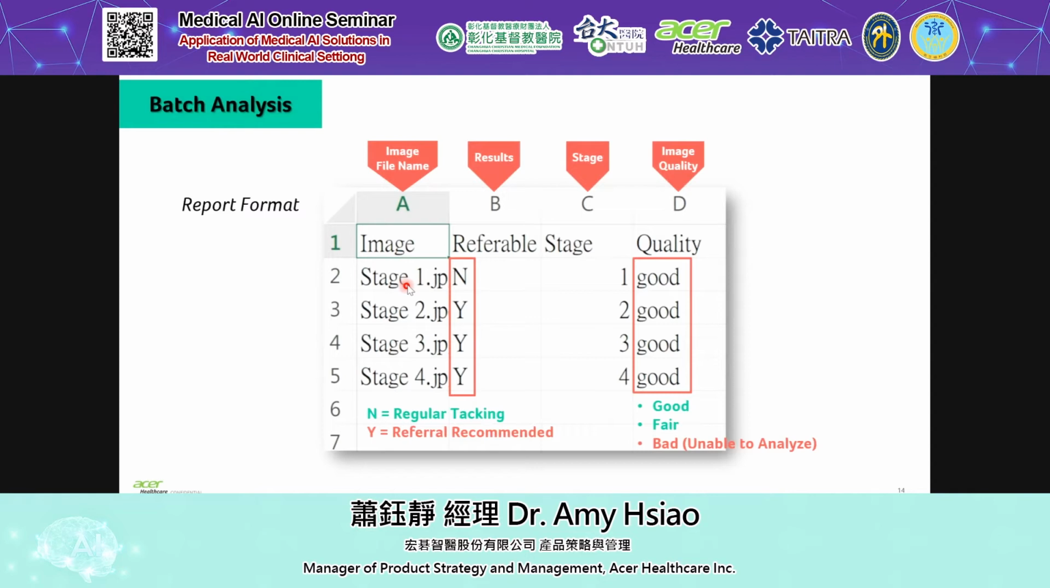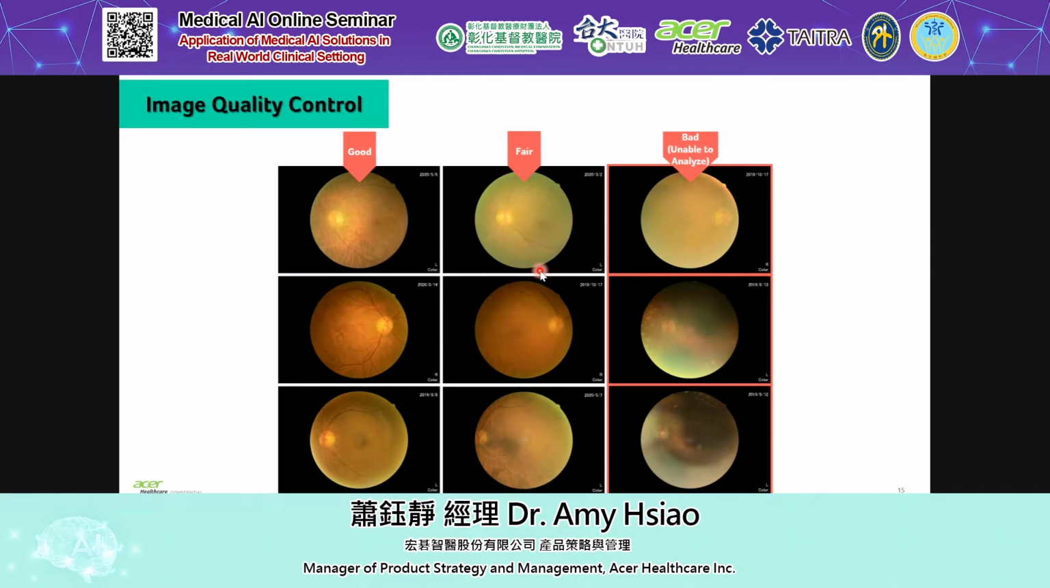Please note that VeriSee DR has an image quality control system in place. It has learned from the experience of ophthalmologists. So if the quality of the images is at least fair enough for ophthalmologists to analyze, then VeriSee DR can analyze the images. But if the image quality is so bad that even an ophthalmologist cannot analyze, then VeriSee DR will output bad quality image, and it will not be able to analyze the image.